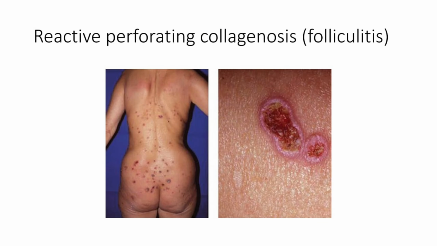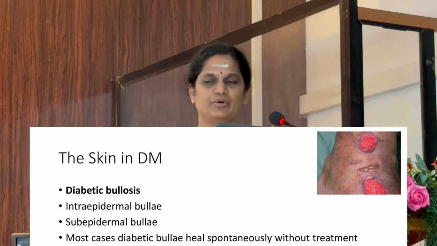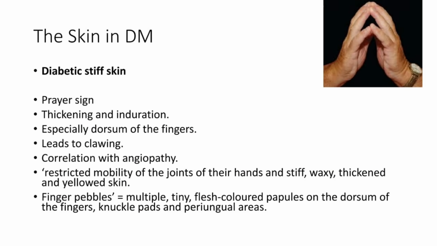Other causes are diabetic Kyle's disease. And diabetic bullosis, here the bullae can be very superficial, fragile ones, or deep tense blisters also. If there is no secondary infection, it will heal spontaneously. If there is a large bulla, we have to just prick and release the fluid and keep the superficial layer for the natural covering. And diabetic cheiroarthropathy, prayer sign, because of this stiffness they will develop this sign.